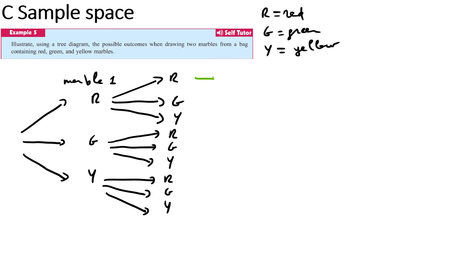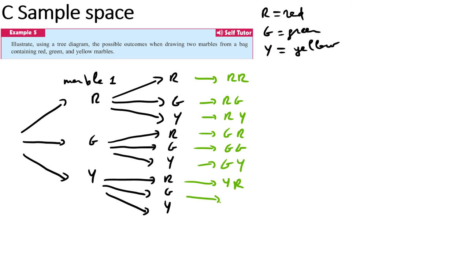So in this case, the first one is red, the second one is red, so RR. Here the first one is red, the second one is a green one. The first one is a red one, the second one is a yellow one. And here, green red, green green, green yellow. And here, yellow red, yellow green, and yellow yellow.